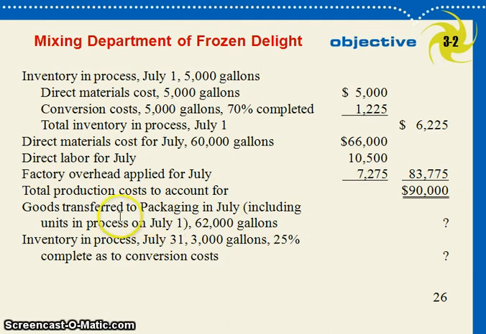So what we're looking for is the cost of the goods that we're transferring to packaging in July. We finished 62,000 gallons of ice cream. That's what got transferred over. But what is the cost of that ice cream that got transferred over? And what is the inventory that is in process on July 31st? There are 3,000 gallons currently in process and it's 25% complete. What that means is there's ice cream currently being mixed on July 31st that is only 25% complete. Again, if it's 10 hours, then it has had 2.5 hours of processing so far, and it has another 7.5 hours to be processed in August when the ice cream gets finished.